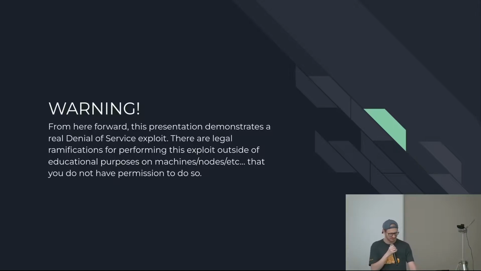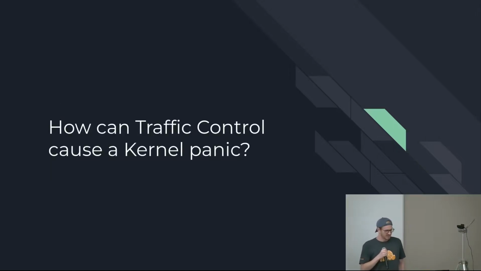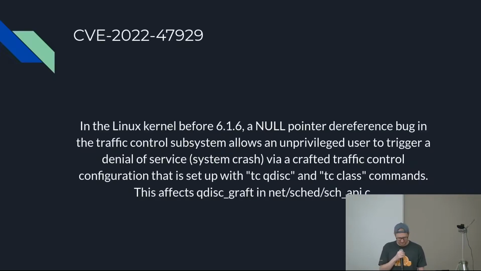So now I'm going to jump into the fun part of this presentation. How can we use traffic control to cause a kernel panic? Well, first we have to understand what the CVE is. CVE-2022-47929: in the Linux kernel before 6.1.6, a NULL pointer dereference bug in the traffic control subsystem allows an unprivileged user to trigger a denial of service or system crash via a crafted traffic control configuration that is set up with TC qdisc and TC class commands. This affects the qdisc_graft in the net/sched API. We will go over what all this means in a moment, but this is the actual description of the CVE. If you Google this, this is what you will find.